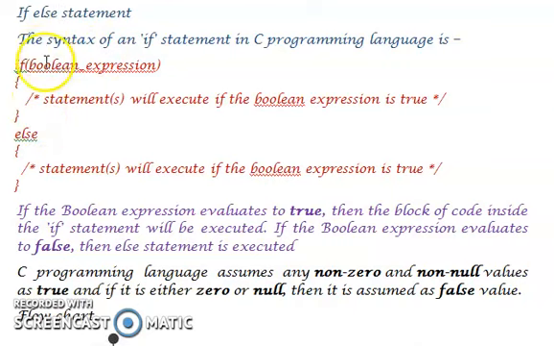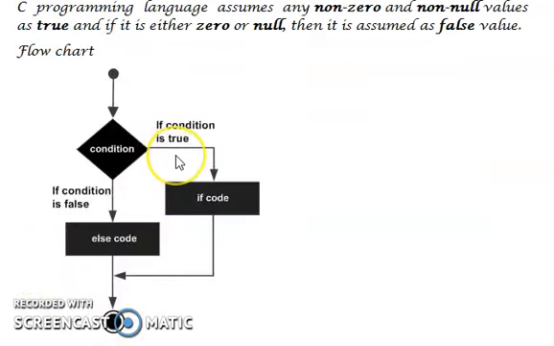So this is the same statement. If statement, Boolean expression. If this expression is true, then whatever statement we write is executed. If the Boolean expression is false, then the else statement is executed. The same thing we wrote here. The condition is evaluated. The block of code inside the if statement is executed if the condition is true. If the condition is false, then the else statement is executed.